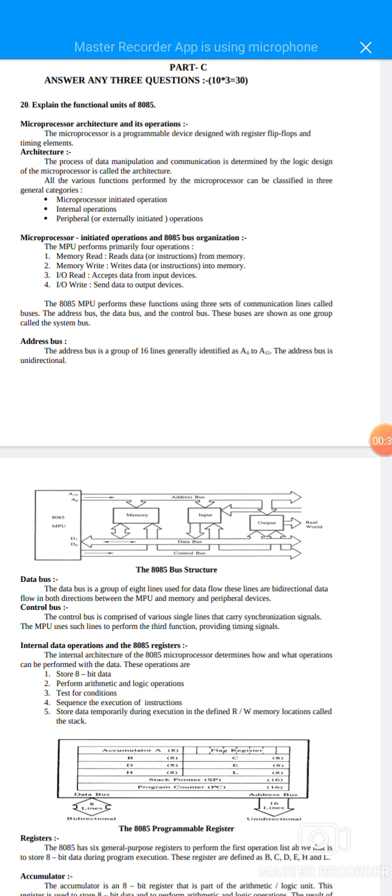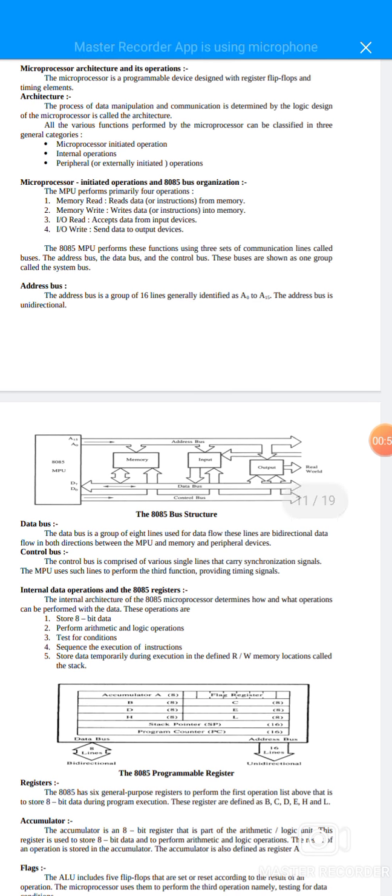Microprocessor initiated operation and 8085 bus organization. The MPU performs primarily 4 operations: memory read, memory write, input output read, input output write. Reads the data from memory, writes the data into memory, accepts data from the input device, sends the data to the output device. The 8085 MPU performs these functions using a set of communication lines called buses: the address bus, data bus, control bus. Buses are shown grouped, called the system bus.